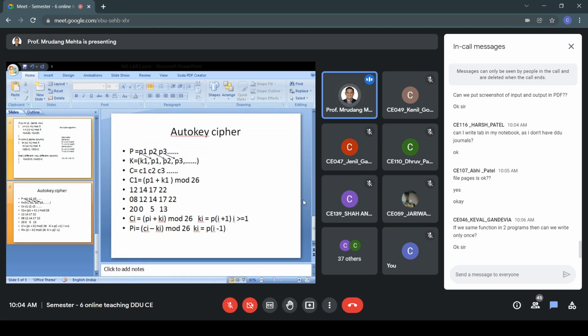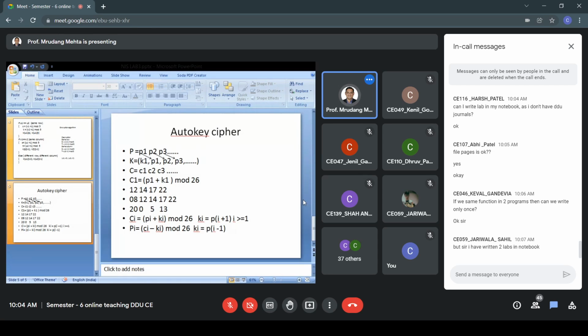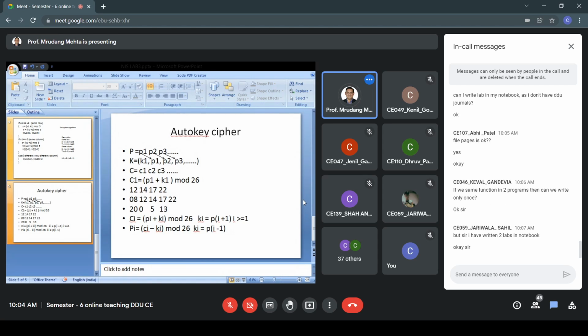Okay, at 9:30 I took the attendance, whoever was present. Okay, no problem, Sahil. You can remove those pages and put them in the file, and for the next lab, you put it. It's not a big thing, Sahil.